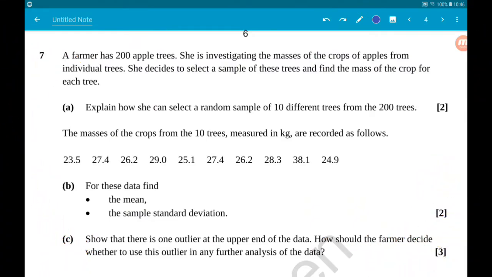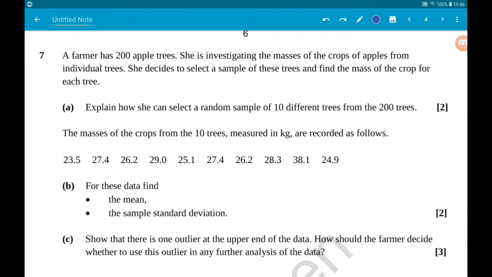Cool. Okay, number 7. A farmer has 200 apple trees. She is investigating the mass of crops of apples from individual trees. She decides to select a sample of the trees and find the mass of the crop for that tree. Part A, for 2 marks, wants us to explain how she could take a random sample of size 10 from the 200 trees. Classic question.